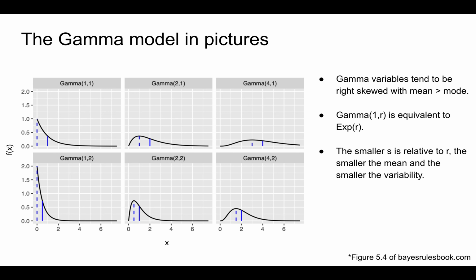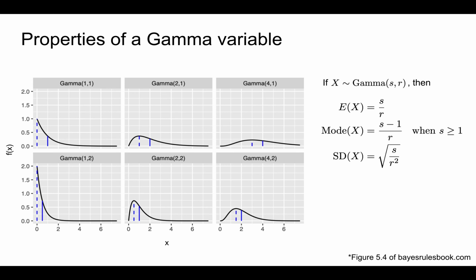Beyond visual comparisons and evaluations, we can describe the various features of a gamma model using numerical summaries. For example, the mean or expected value of a gamma model is calculated by s divided by r. The mode can be calculated by (s minus 1) divided by r, when s is at least 1. Alternative equations exist when this isn't the case.